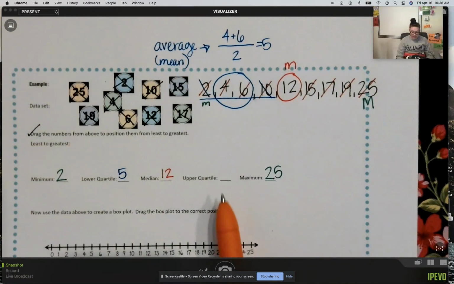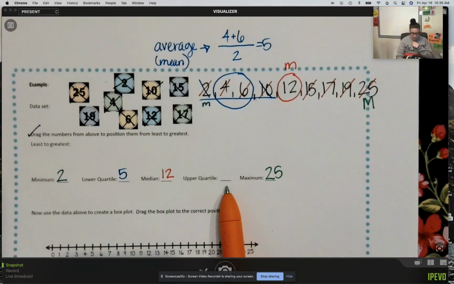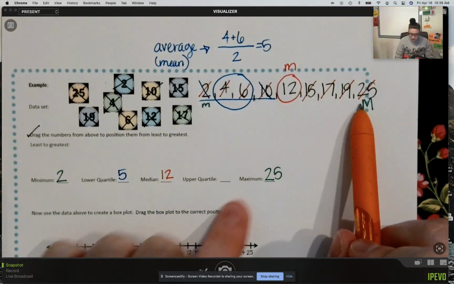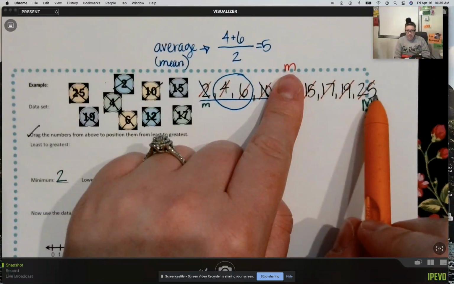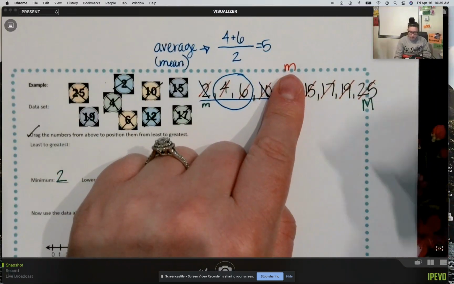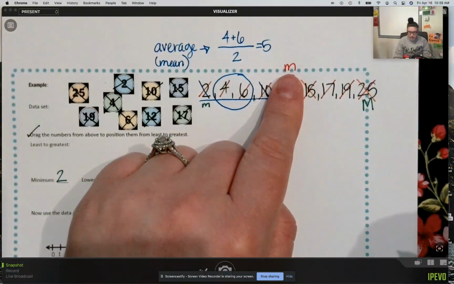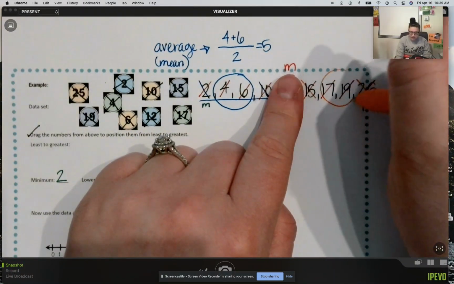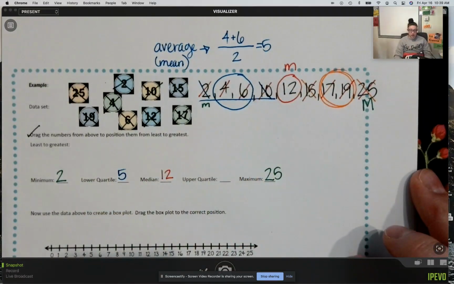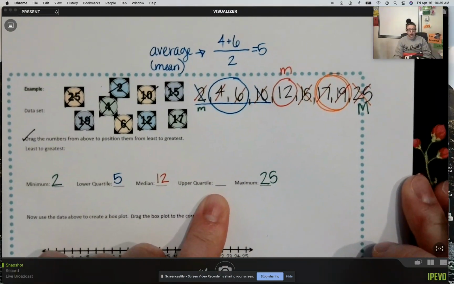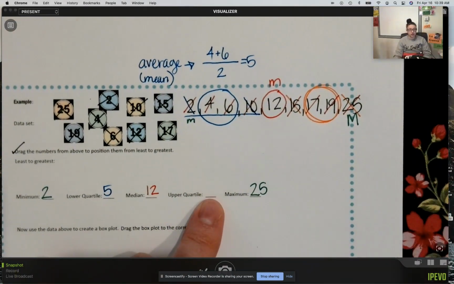Now I need to do the same thing to find my upper quartile. So I look at, again, I already used my 12. I already used my median. I'm looking at these numbers now. So 15 and 25 cross each other out. But again, I have two numbers. I have 17 and 19. You find the average on your own. Pause the video, and when you've got your answer, check back with me.